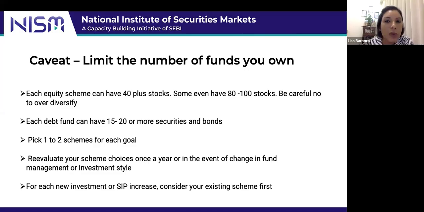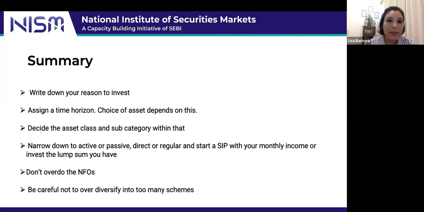Reevaluate your scheme choices once a year, or in the event of change in fund manager, or if the asset management company, some kind of merger is happening, etc. And then see if you want to change it. For each new investment or SIP, just consider investing in the existing scheme. You don't have to get a new scheme, whether it's an existing scheme or an NFO. You can just invest in whatever you already have instead of adding something new. So, in summary, I just want to wrap up now.